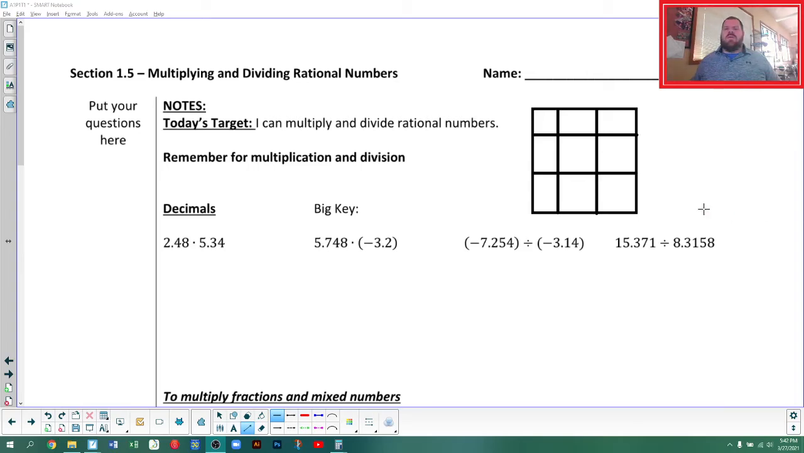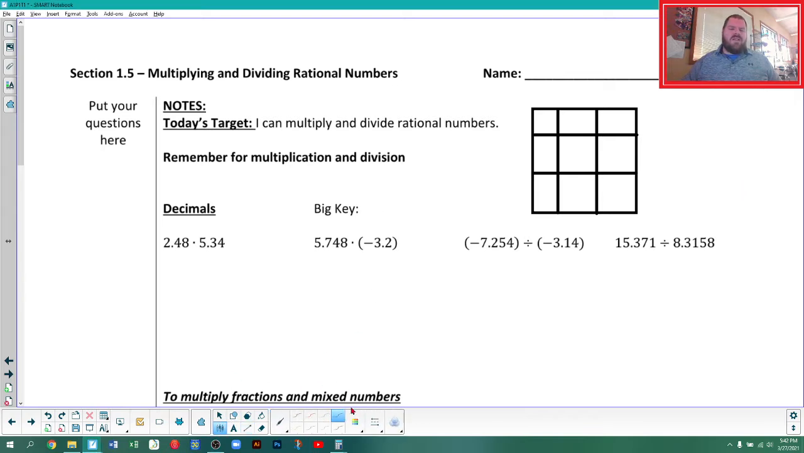Hello and welcome to the section, for those people keeping track, let's call it section 1.4. Section 1.4 lecture, not 1.5. Miscounting, apparently I can't count. I'm okay with that.